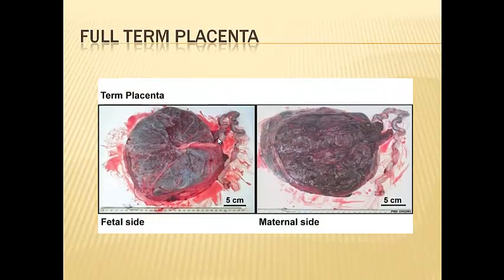Okay, and this is what the placenta looks like. So you've got the fetal side here on the left, and we say that this is the fetal side because obviously this is where the umbilical cord is connected. Okay, and then this is the maternal side where you can actually see that it is divided into little segments that we're going to talk about later on.